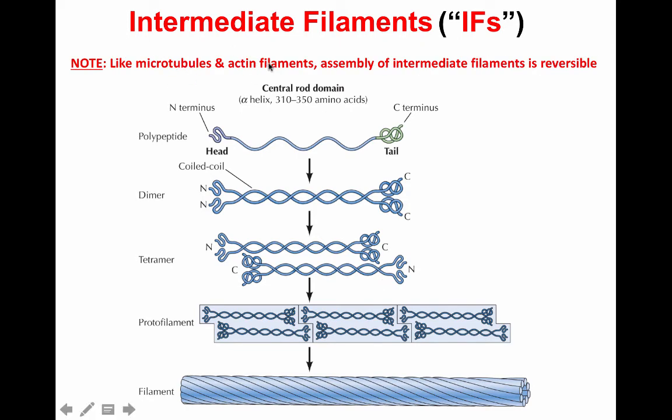Like microtubules and actin filaments, the assembly of intermediate filaments is reversible. And so when cells build these things up, they can also break them down back into their simpler subunits. They don't do so as readily as they do microtubules and actin filaments, but nevertheless they can. And I say that because it's going to be important to keep that in mind when we get into talking about the cell cycle.